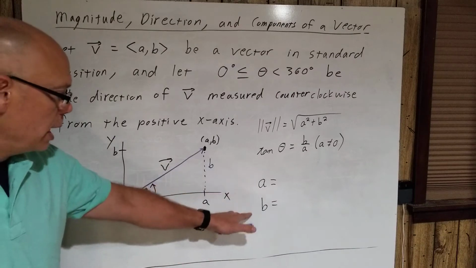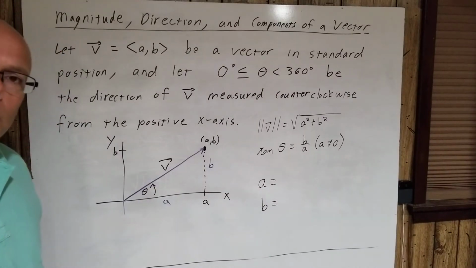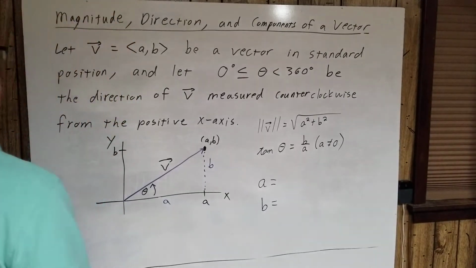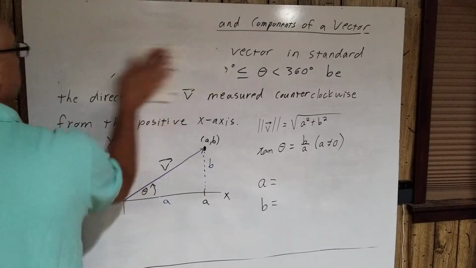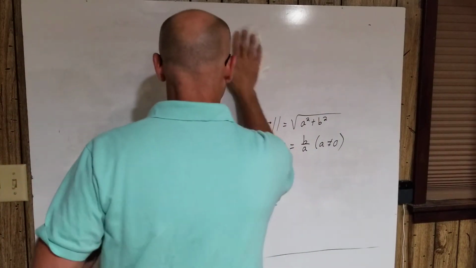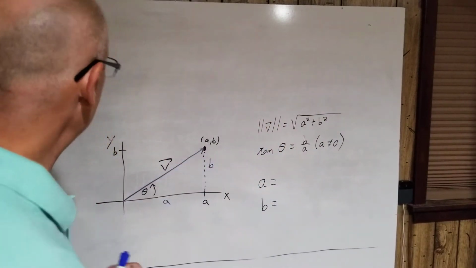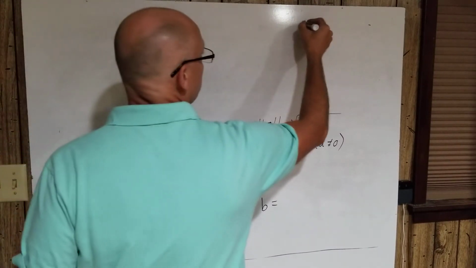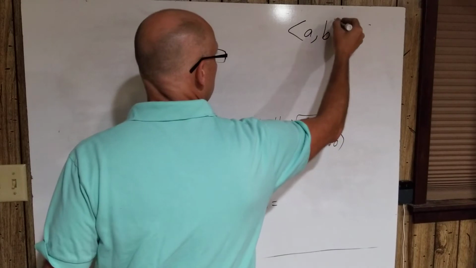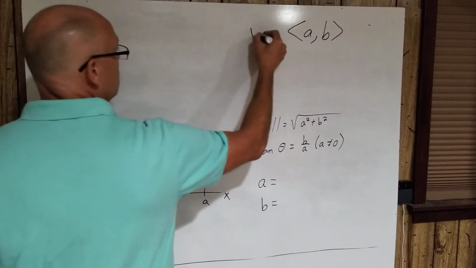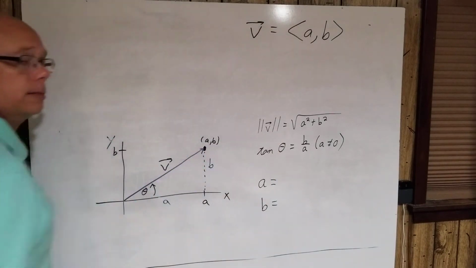Now let's see what a and b are as far as my components in the vector. Well, how can I find that? Let me erase all this stuff up here so I can find it. Alright, so what do they want? They want a and they want b, the components of my vector v.